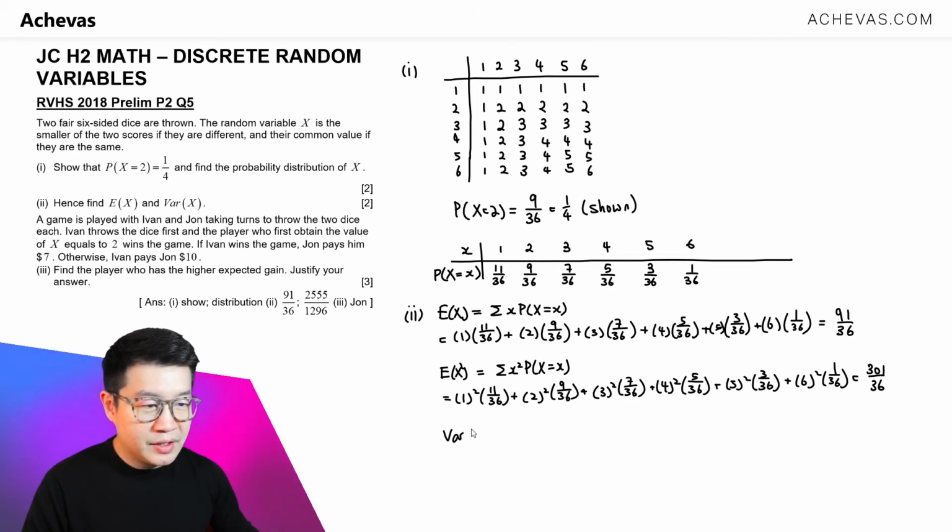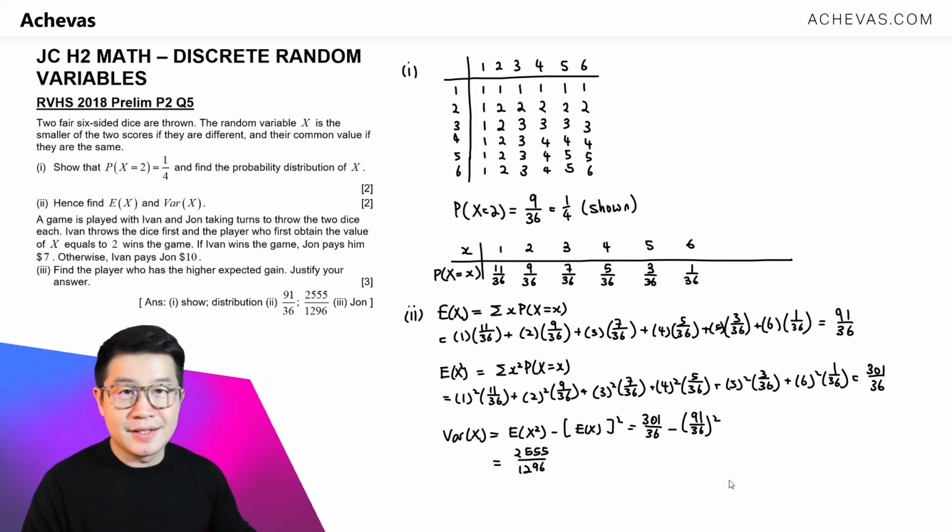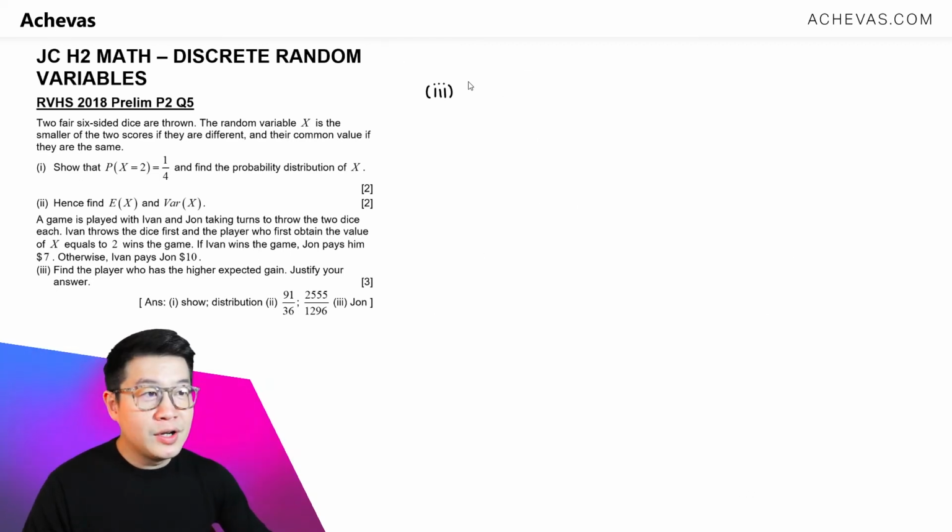And now we will find the variance for x, because it is going to be the expectation of x squared minus the expectation of x, squared. So it is going to be equal to 301 over 36 minus 91 over 36, squared. And the variance is equal to 2555 over 1296.